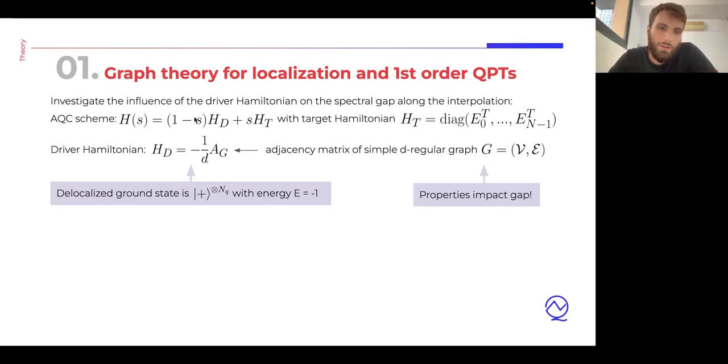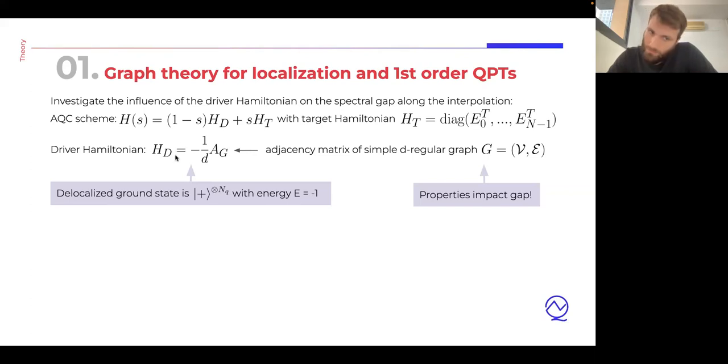If we interpolate between these two Hamiltonians slowly enough, then we have a decent chance that our system will remain in its ground state. And this way we can solve optimization problems. Here we will limit ourselves to a particular class of problem Hamiltonians, namely those that we can write as diagonal matrices in the computational basis. And in this basis, the class of driver Hamiltonians that we will be investigating has a particular shape, namely this one.